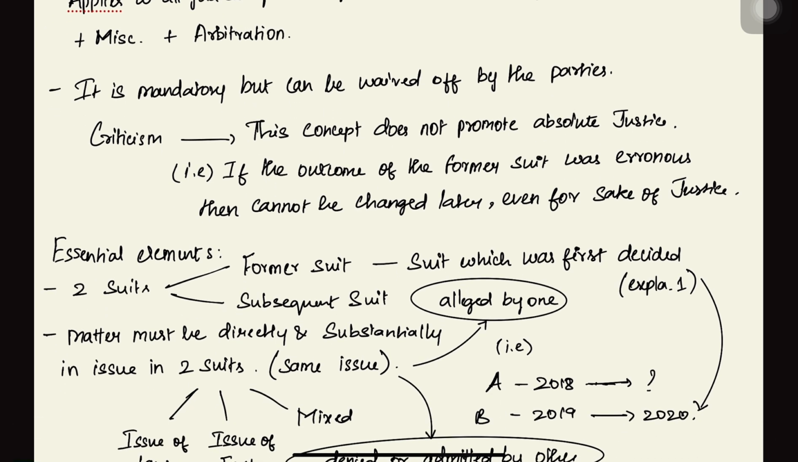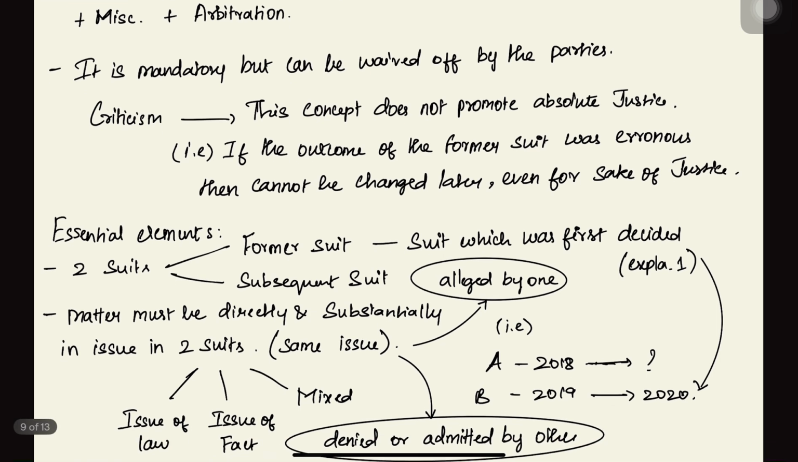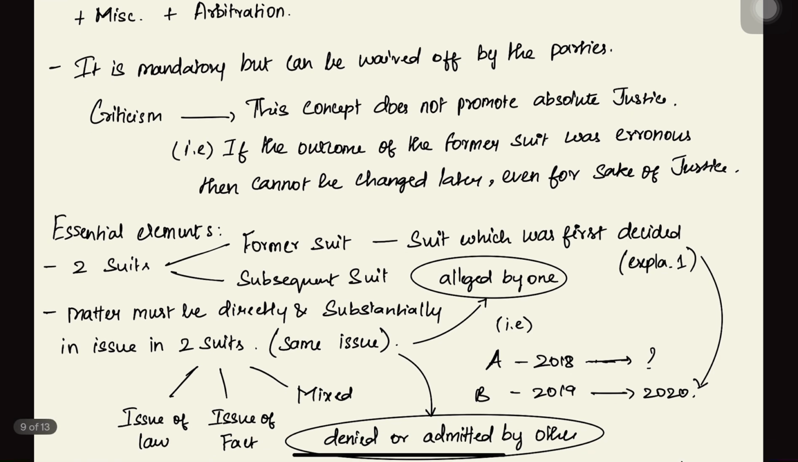It is mandatory, but it can be waived off by the parties, similar to res subjudice. The criticism is that this concept does not promote absolute justice. So there is some criticism of res judicata, as it is very strict. It may not promote absolute justice. There are criticisms of such nature.